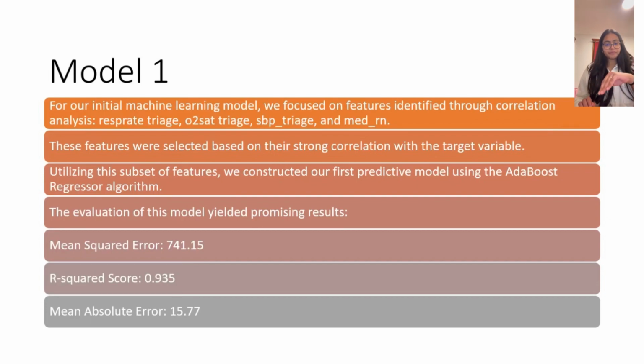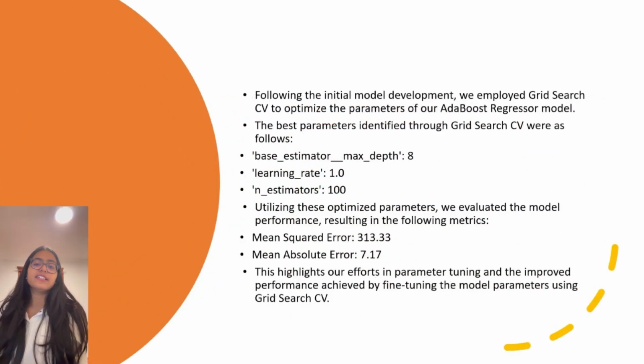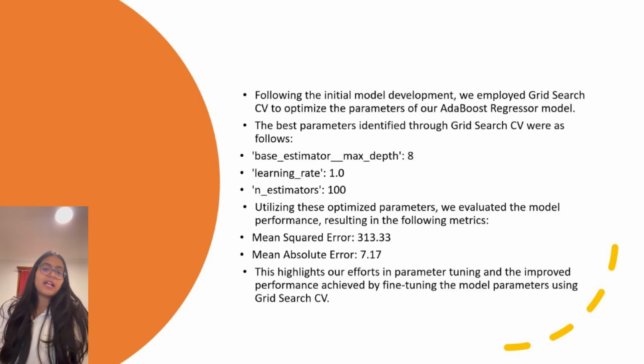actual wait time. So after this, we went ahead and used grid search CV to find the best parameters for this model. And when we did that, we found that the best parameters would give a mean squared error of 313 and a mean absolute error of 7, which is comparatively better.